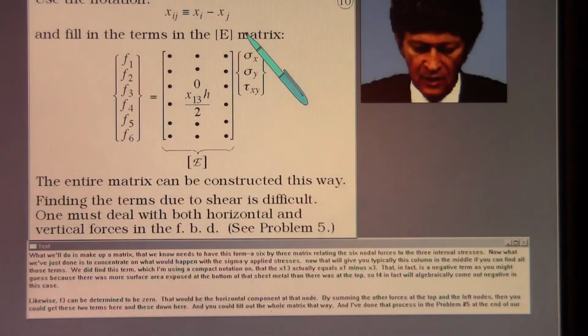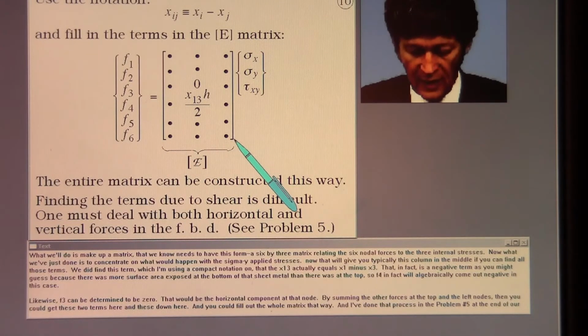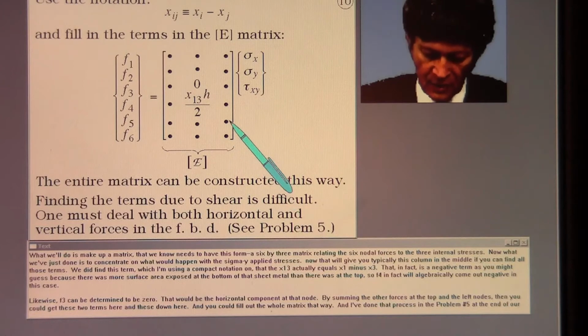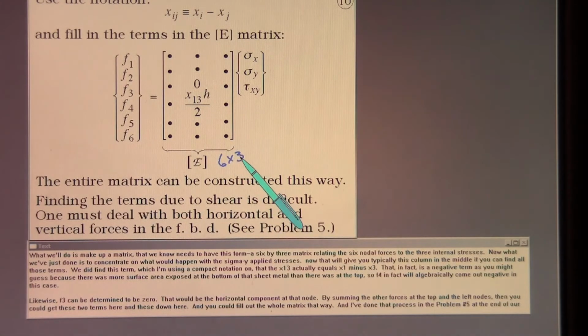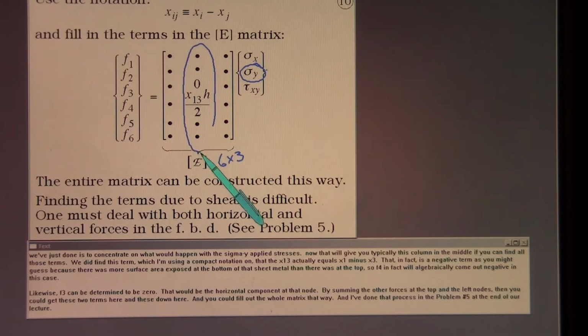What we'll do is make up a matrix that we know needs to have this form, a 6 by 3 matrix relating the 6 nodal forces to the 3 internal stresses. And what we've just done is to concentrate on what would happen with the sigma y applied stresses. Now that will give you typically this column in the middle if you can find all of those terms. We did find this term, which I'm using a compact notation on, that the x13 actually equals x1 minus x3.